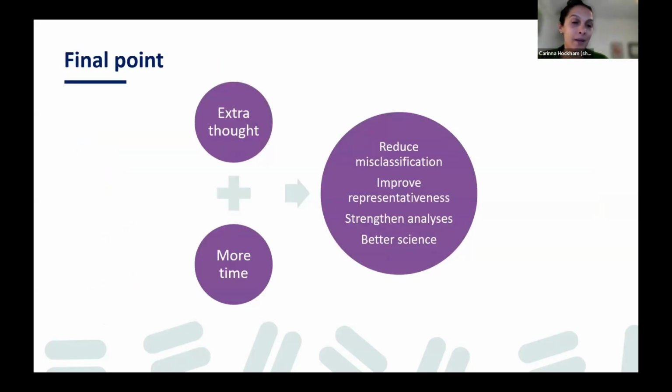So just to end, and Matt covered this in his talk earlier, there is no doubt that integrating sex and gender well into research requires additional thought and can add time to your study. But doing so reduces misclassification, improves representativeness, and strengthens analyses. And if it takes longer, then I would argue that's simply the cost of doing better science.